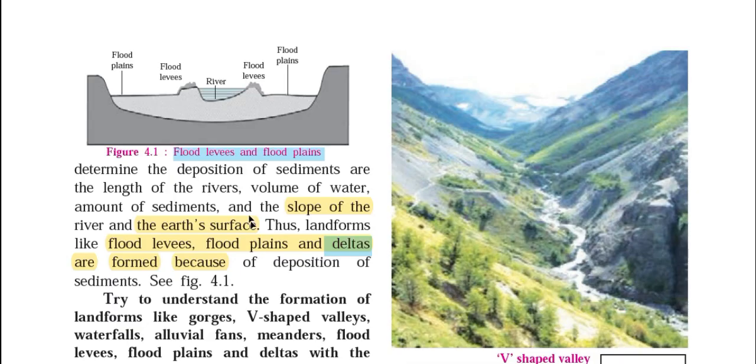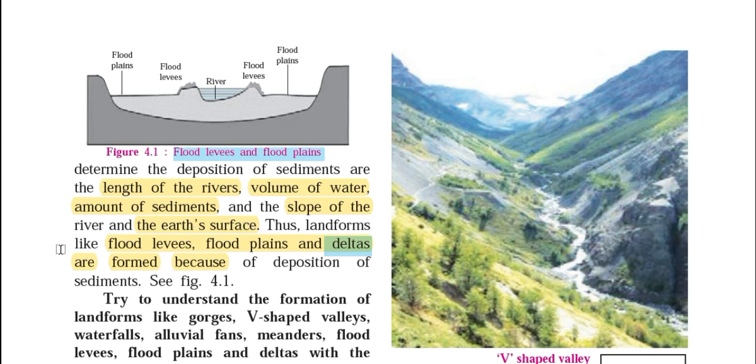Behind this formation of depositional and erosional landforms, what factors are responsible? The deposition of sediments depends on the length of the river. If the length is more, then the river forms more and different kinds of landforms. The volume of water also affects the formation of landforms. The amount of sediment definitely affects it too. Then the slope of the river and the earth surface, we have already discussed this term.